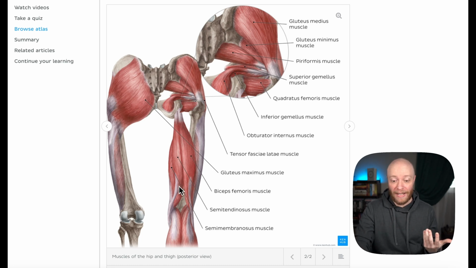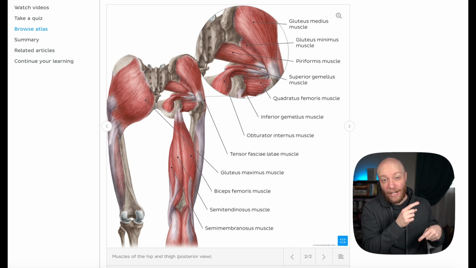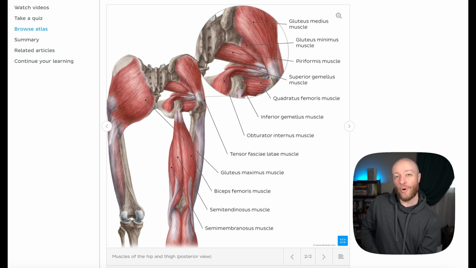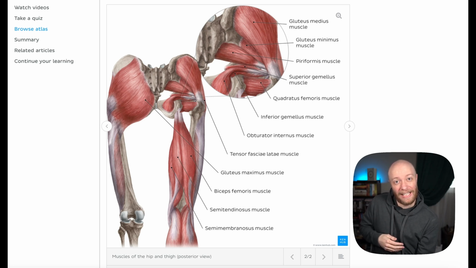Semitendinosus is called that because, I don't know if you can see this all that well, but there's a really long tendon here. Close to half of it is muscle, and the other half is a really long cord-like tendon. And you can feel this right now. Go to the back of your knee, and then go towards the inside, the medial side of your knee. If your knee's in a flexed position, like you're sitting, you can feel a cord in the posterior knee. That's the tendon of semitendinosus.